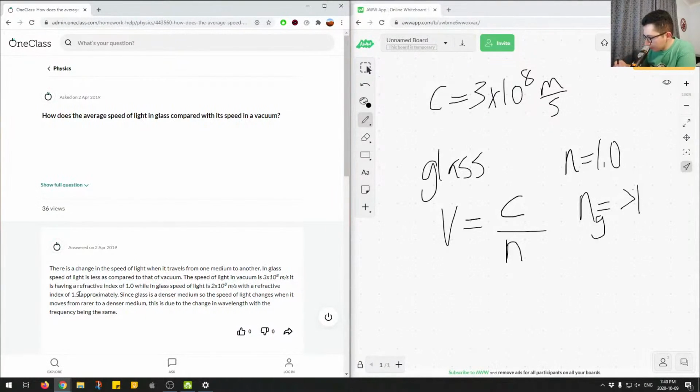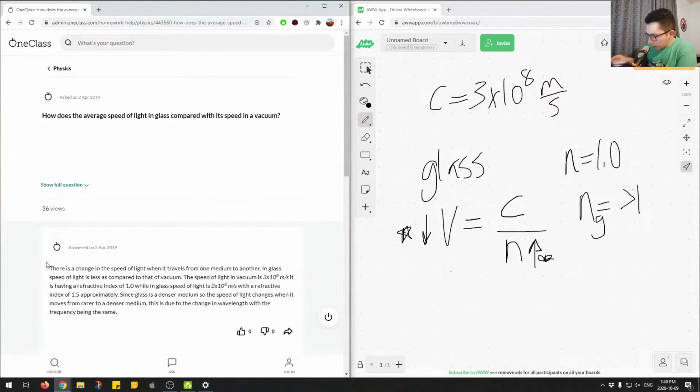So what this means is, if we increase the bottom compared to what it would be in a vacuum, the speed over here would decrease because we're increasing the denominator, and we'll end up with a smaller value for speed. So right away we can see that for a denser material like glass, we'd have a lower speed of light when compared to the speed in a vacuum. So that's the answer to this question. The speed will be decreased, or less than what it would be in a vacuum.